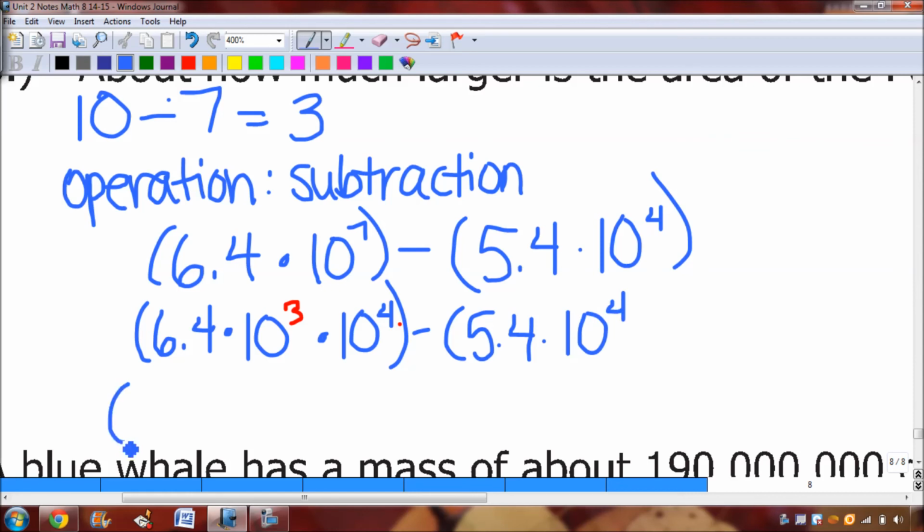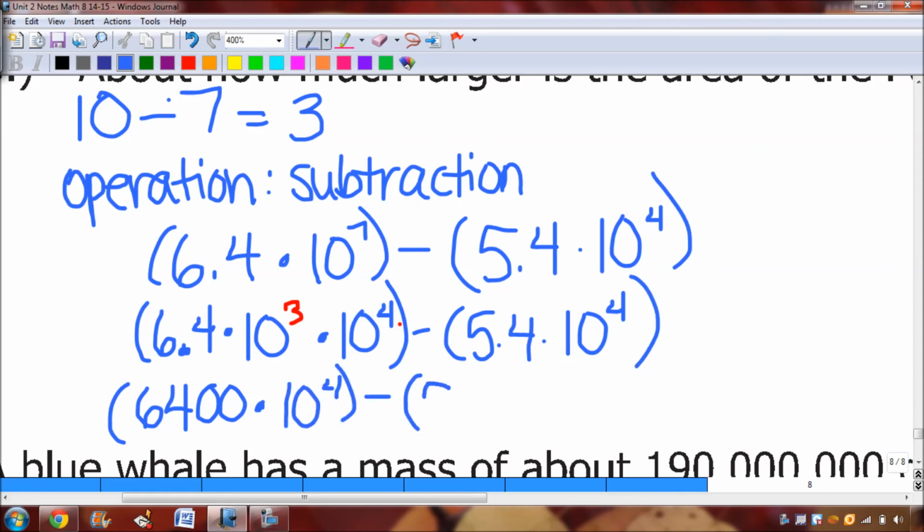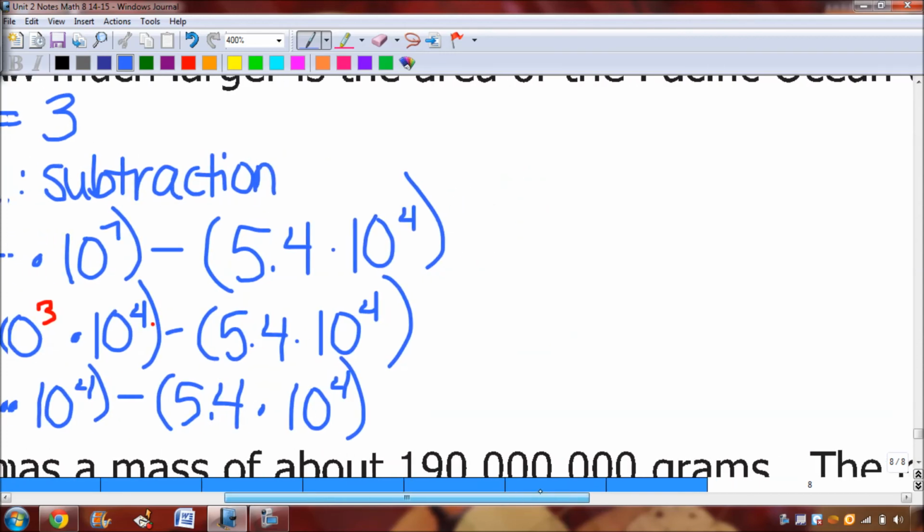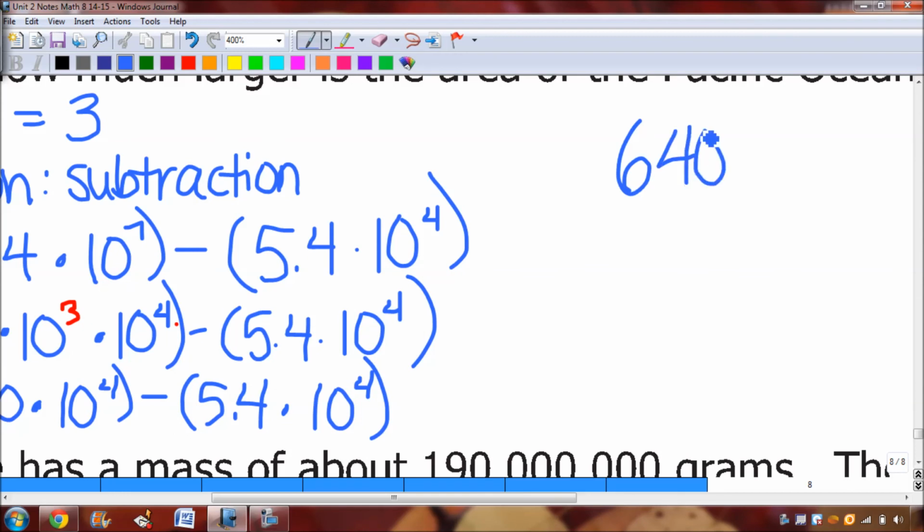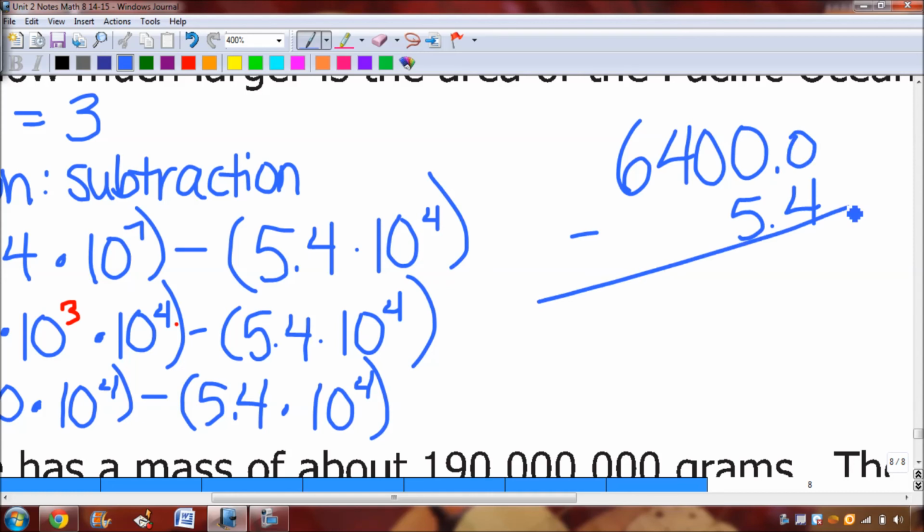So then for this number right here, I have to move my decimal place over 3 times. I'm doing this fast because it's literally the exact same thing that we did in part A. I'm just doing it over again. So this becomes 6,400 times 10 to the fourth power minus 5.4 times 10 to the fourth power. Now I have to subtract my coefficients. So I have to figure out what 6,400 minus 5.4 is. Well, I have to line up my decimals, make this a 0. So this right here becomes a 10, right? This becomes a 9, this becomes a 9, and this becomes a 3.